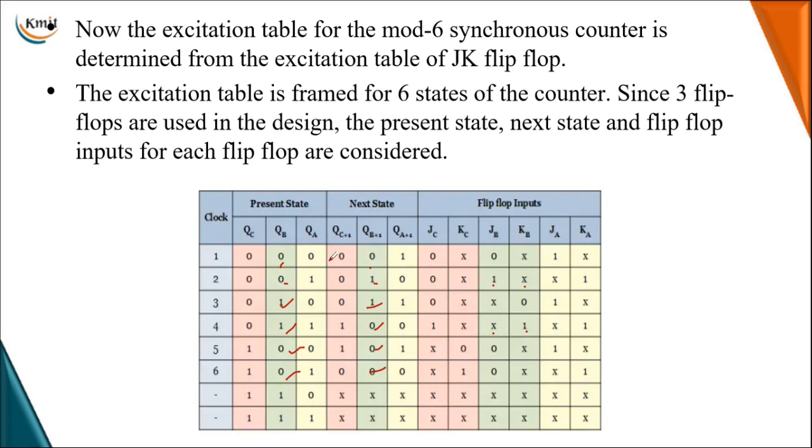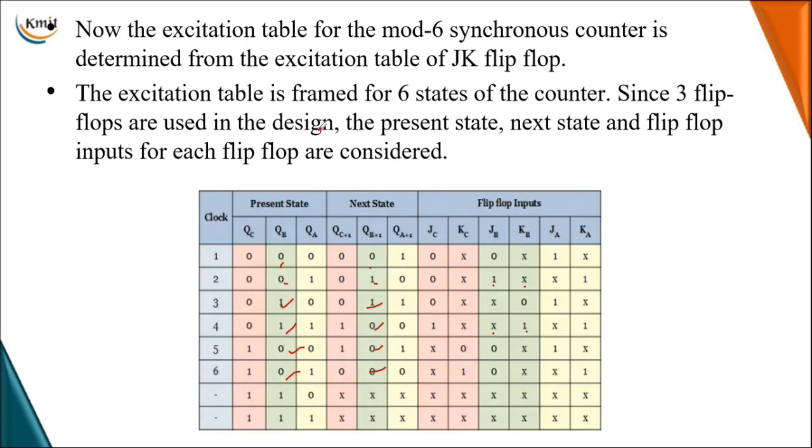So in the same manner, we are going to write for QA plus 1 based on the state transition. 0 to 1: as this is set, J value is 1, K is a don't care. 1 to 0, so don't care, 1. So here 0 to 1, 1, don't care. 1 to 0 is don't care, 1. 0 to 1, 1, don't care. And 1 to 0 is don't care, 1.